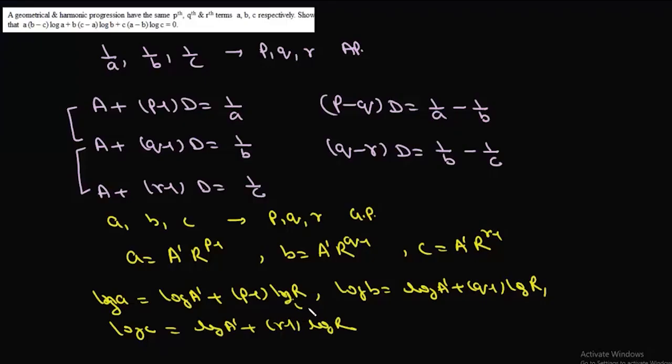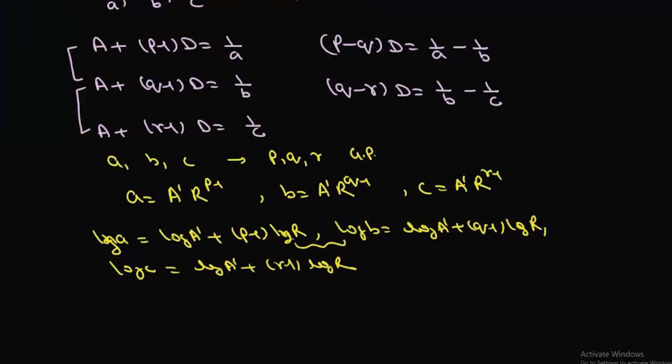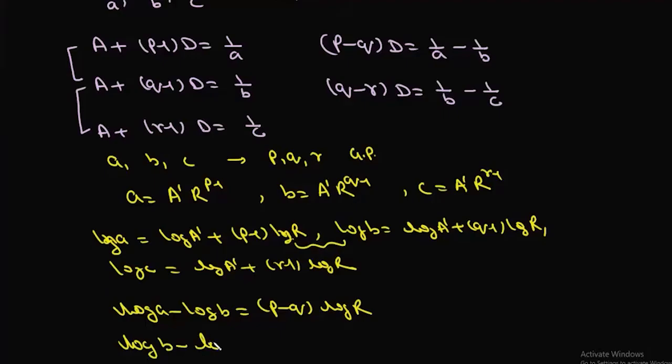Now if we subtract these two, we can write log a minus log b is equal to (p minus q) into log r, and from second and third we can write log b minus log c as (q minus r) into log r. Now we'll come back to this first one.